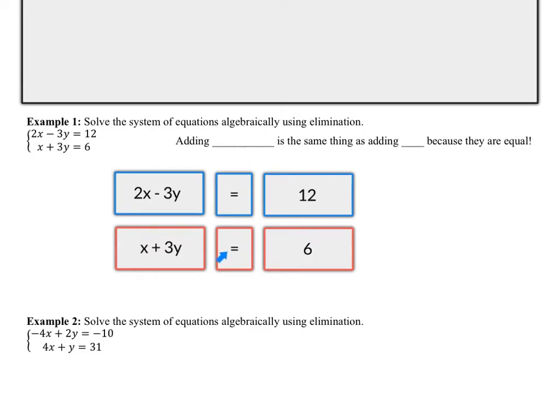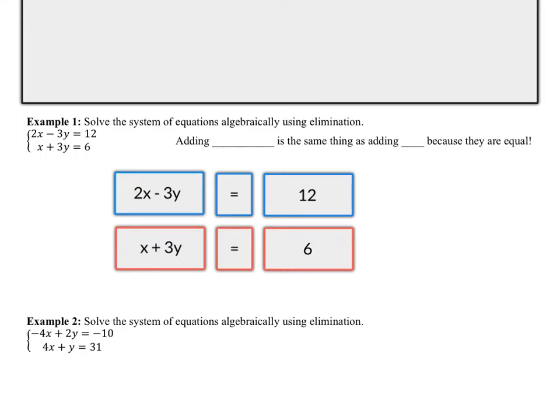So since we were given that they're equal, what we're doing here when we solve the system is adding the left side of the equation to the left side of the second equation, and the right side of the equation to the right side of the second equation. And again, that's okay because since these two expressions, x plus 3y and 6, are equal, you really are adding the same thing to both sides of the equation. So since these are equal, have equality, this is okay. That's why we can add left side to left side and right side to right side.